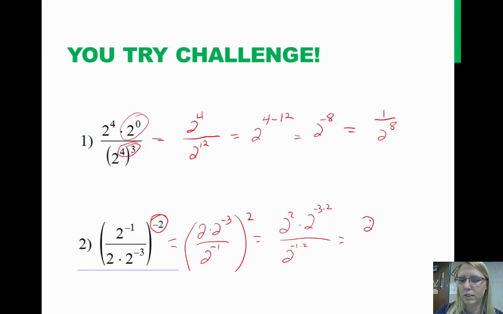Okay, so 2 to the 2nd times 2 to the negative 6 over 2 to the negative 2nd. Okay, so this on top, we need to add those exponents together. So 2 plus negative 6 is a negative 4. Got ahead of myself. Okay, so now we use the quotient rule. So it's going to be negative 4 minus a negative 2. So that's going to be 2 to the negative 2. And we can't leave it in negative form, so it'll be 1 over 2 squared as our final answer.